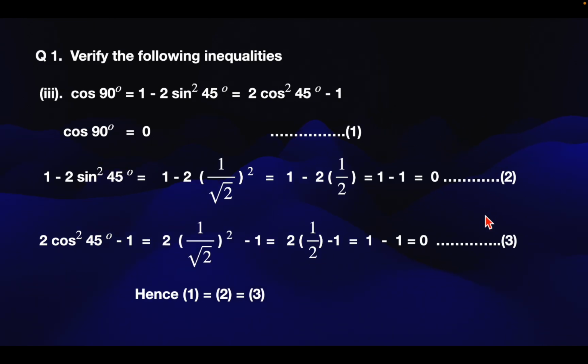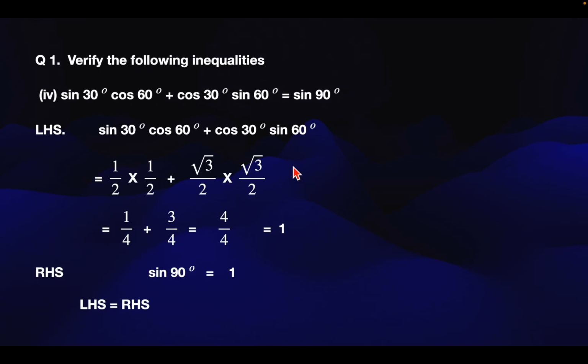Hence, all these three values are equal. Okay, next sum is sin 30 into cos 60 plus cos 30 into sin 60 is equal to sin 90. Take the LHS, substitute these values. Sin 30 is 1 upon 2, cos 60 is 1 upon 2, plus cos 30 is root 3 upon 2 multiplied by sin 60 is root 3 upon 2.